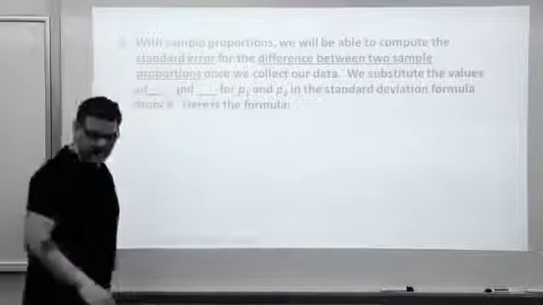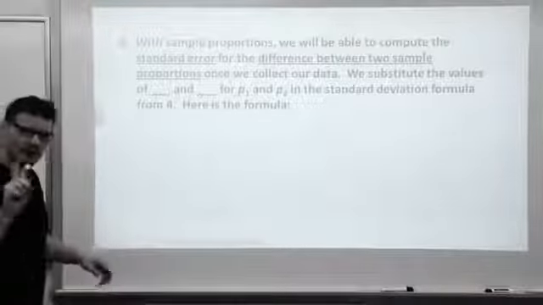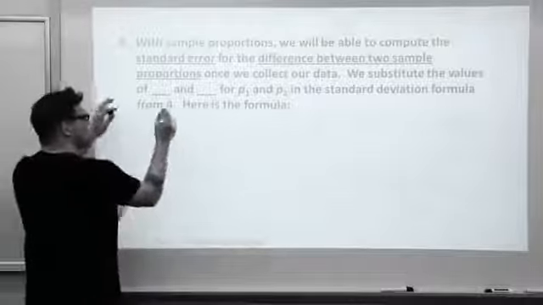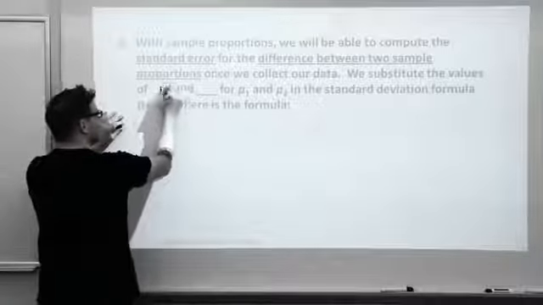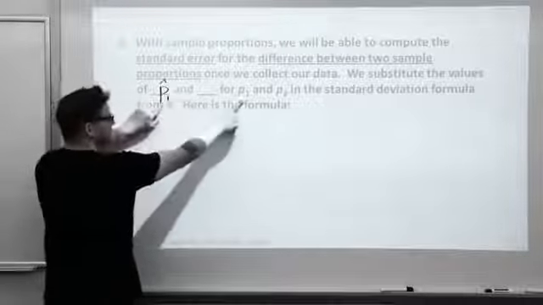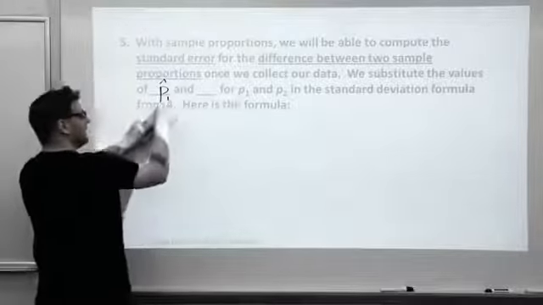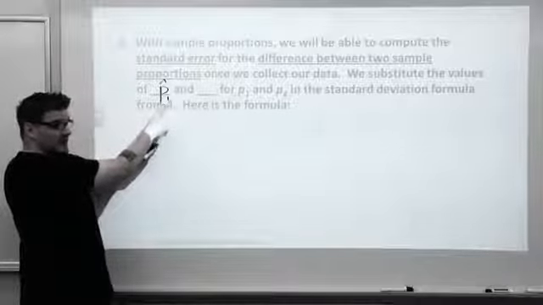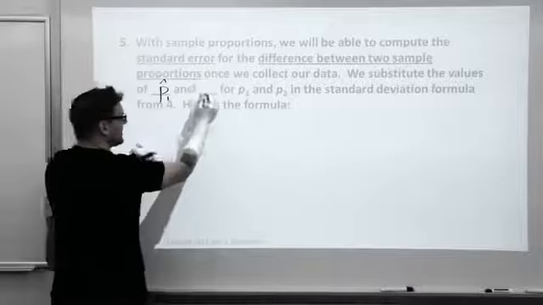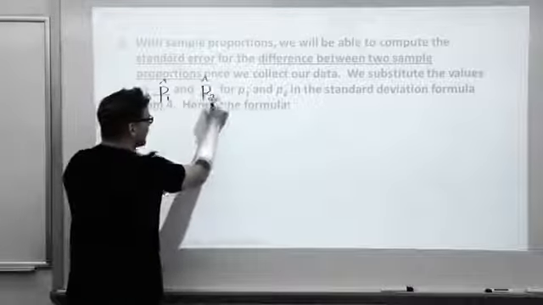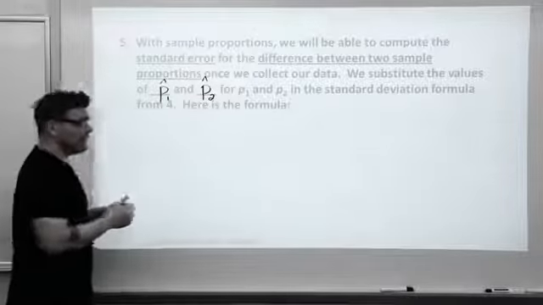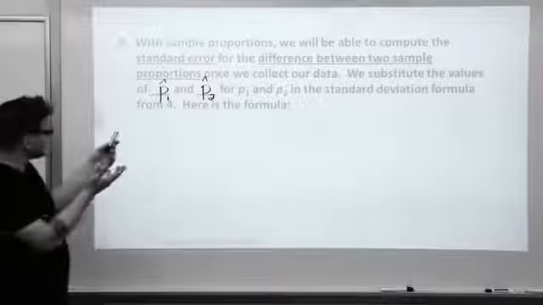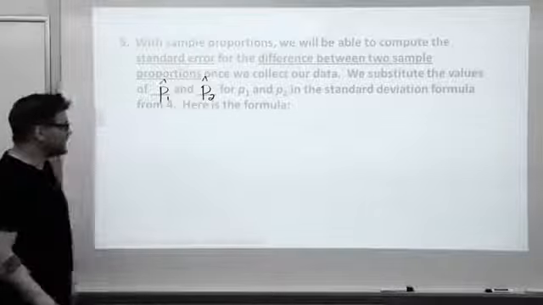Once we collect our data, and we've done it before when we worked with one sample, we'll substitute the value of P hat 1 in for P1 in the formula. This comes from the data. This would be the 25% for the female smokers. And I'll substitute in P hat 2 for P2. That would be the percentage of male smokers. This would be the 20%.